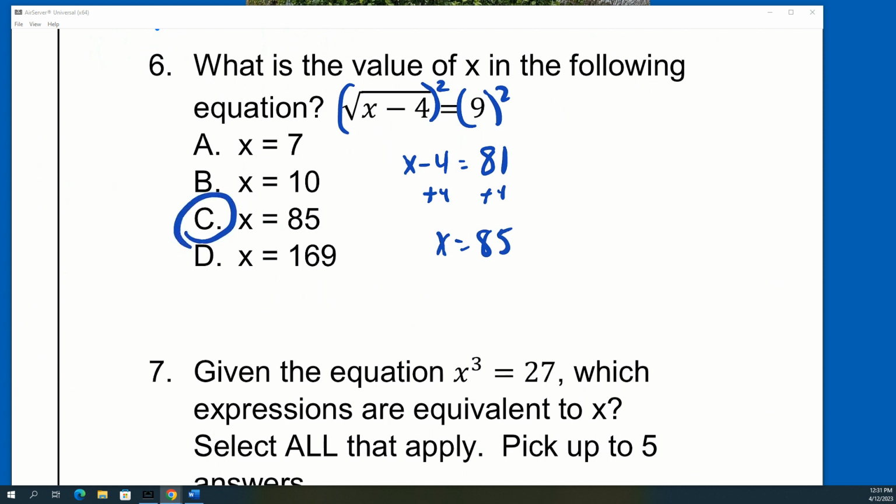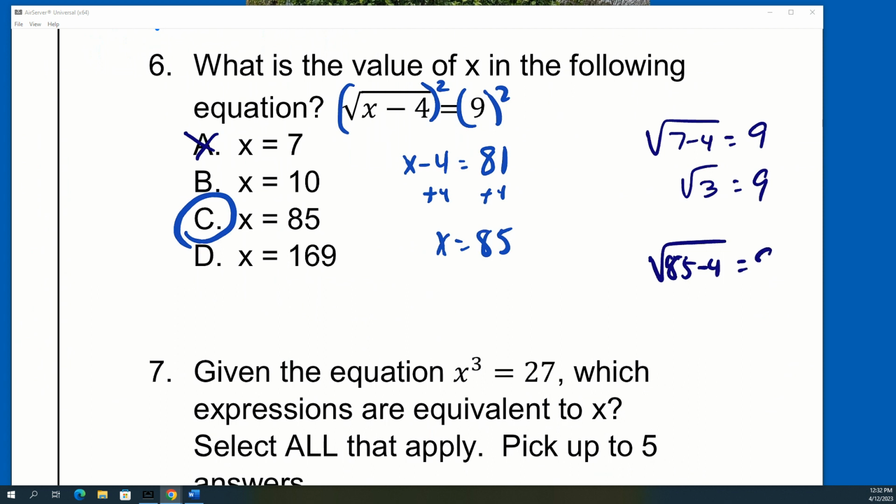So that's the answer. Now, if your brain is fried, you can take the answer choices and plug them in. The square root of 3 is not 9, so it's not that one. Plug in 10. When you plug in 85, you get the square root of 81 is 9, which is true. So either way, a lot of times on the calculator ones, it's not super hard to plug in, just being able to add and subtract and stuff.